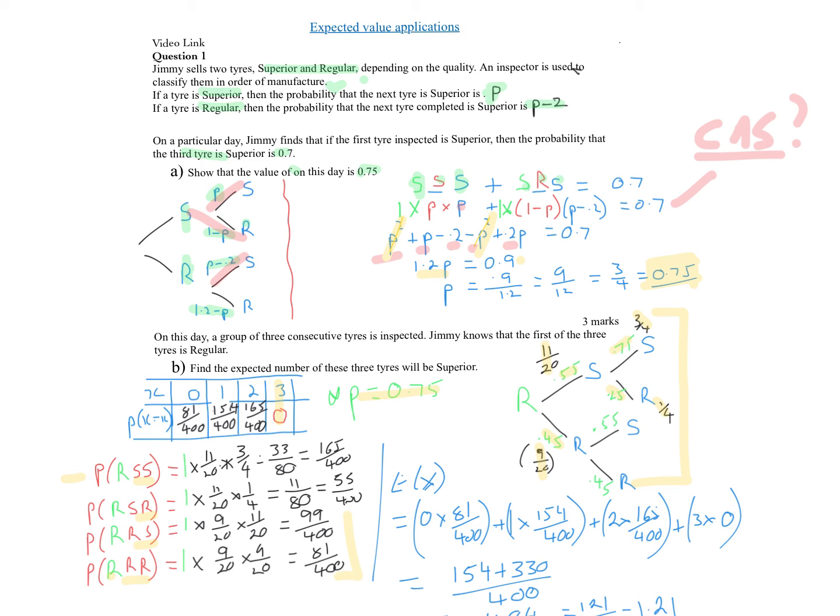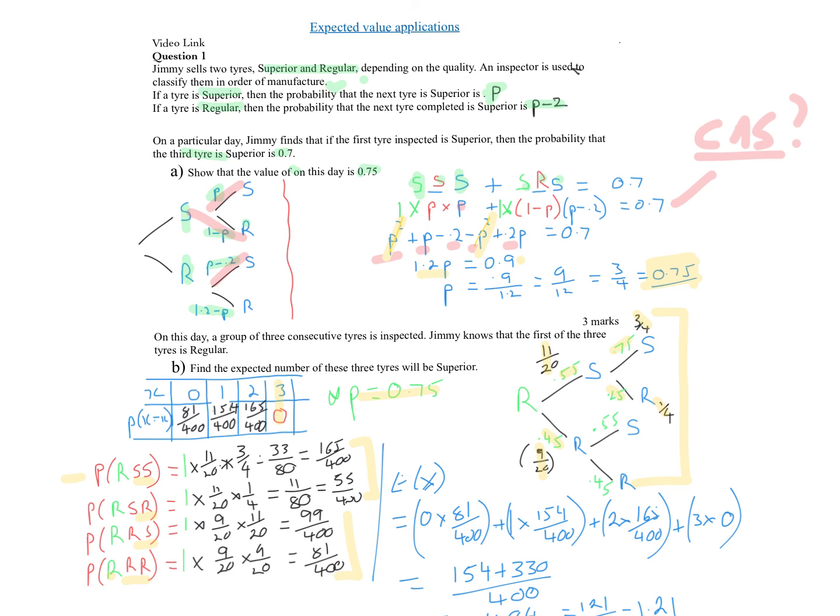Given the last two give me a fraction out of 400, I'll turn the first two into fractions out of 400. If I've done that right and I put them into the probability table, they should all add to 1. And they do. 81 plus 154 is 235, plus 165 is 400. Okay, so there's my probability table.